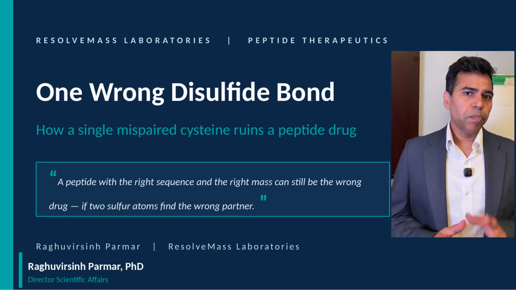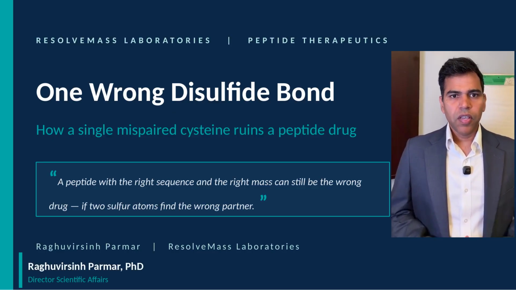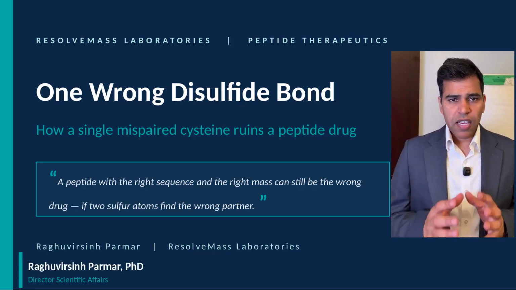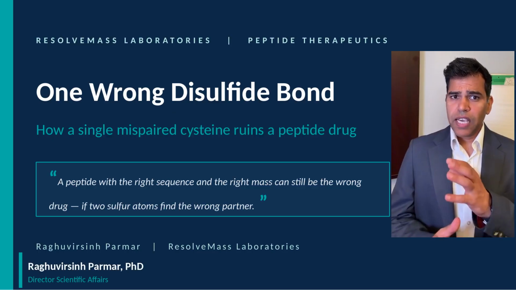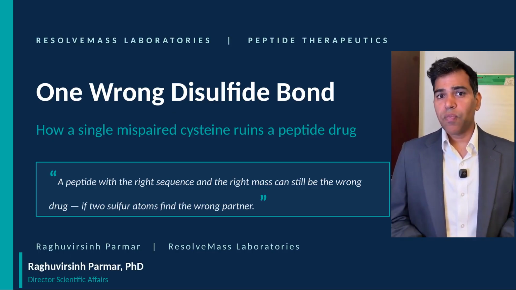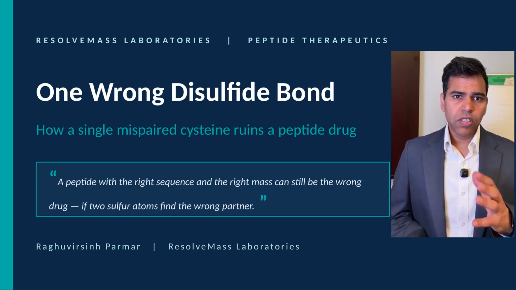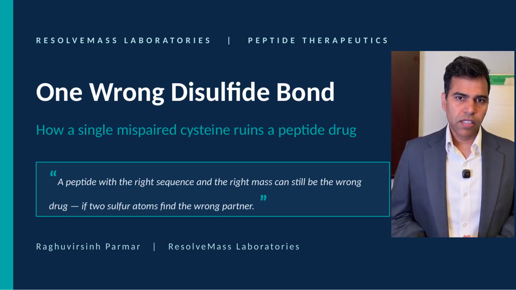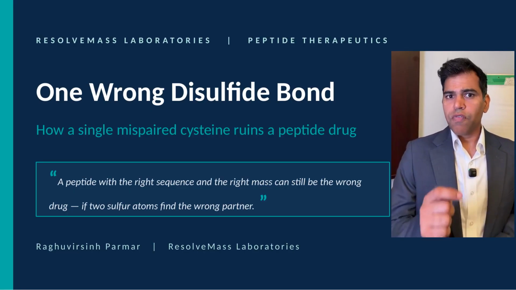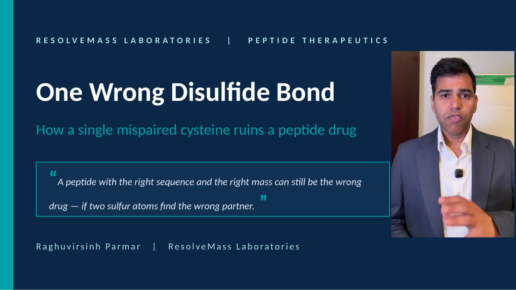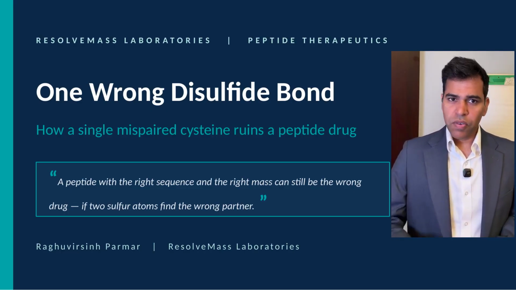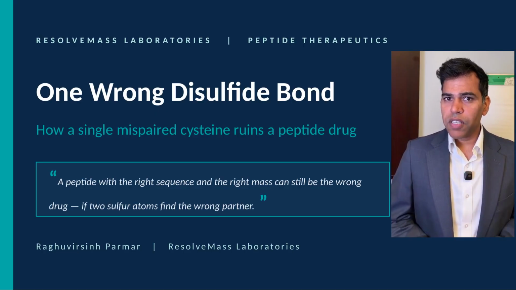Here is what keeps peptide chemists up at night. You can build a peptide with the exact right sequence, confirm the exact right mass, and still end up with a drug that doesn't work. Same atoms, same mass, wrong medicine. The culprit is often two sulfur atoms that found the wrong partner. One disulfide bond out of place.